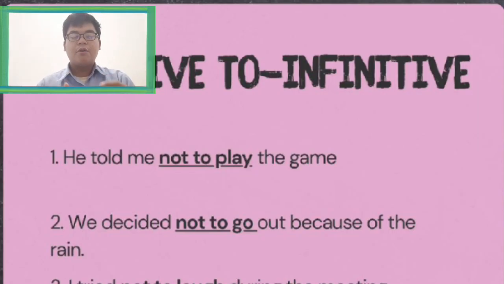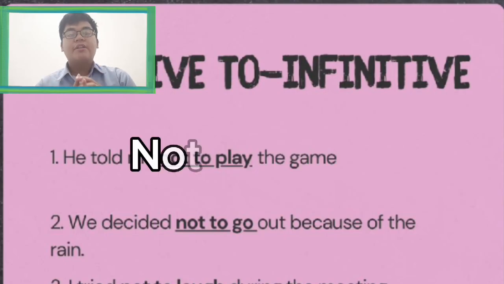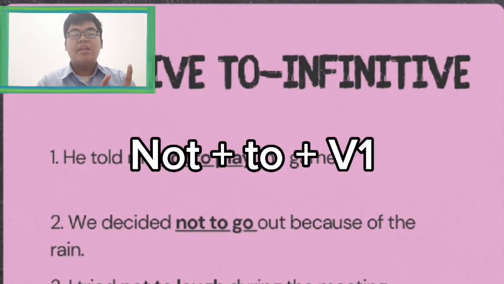Also, be careful about negative to-infinitive structure because the structure of negative to-infinitive is only not plus to plus verb 1. If there's to plus not plus verb 1, like to not buy or to not fly in this sentence, it becomes to not fly, which is not a to-infinitive.